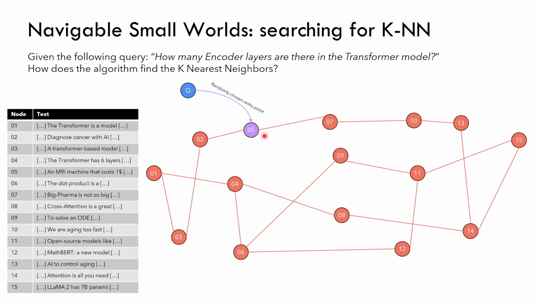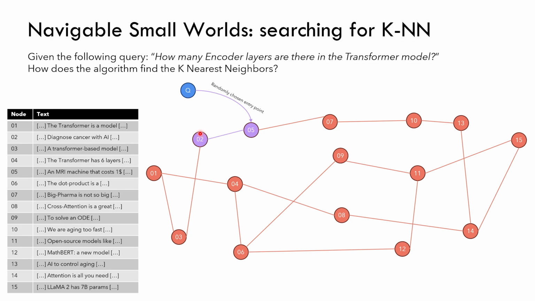We visit it, and then we compare the similarity score of this query and this node, and compare it with the similarity score of the query with the friends of this node. So with the node number 7 and the node number 2. If one of the friends has a better similarity score, then we move there. So the number 2, for example, may have a better similarity score with the query compared to the number 5. So we move to the number 2. And then we do this process again.